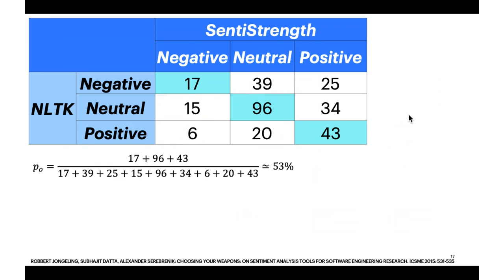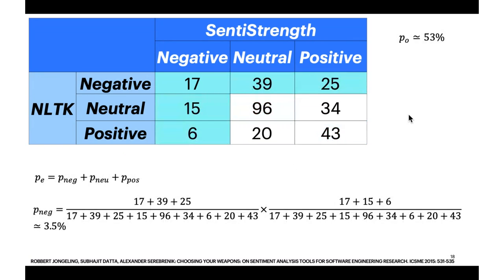So the question would be, how much agreement would we expect if the agreement was only due to chance, meaning that the evaluation of NLTK and SentiStrength would have been completely independent? To answer this question, we need to compute the expected agreement for each one of the classes under the assumption that the tools are independent.